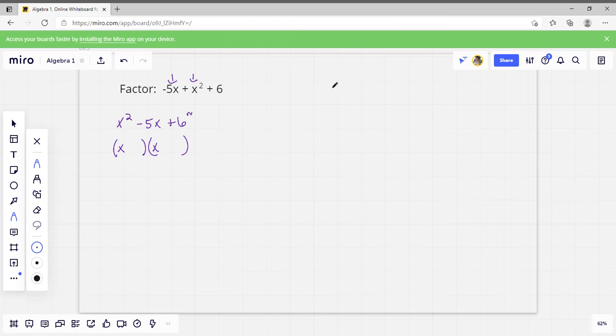Okay, so when I multiply, I need to get 6, and when I add, I need to get negative 5. The factors of 6 would be 1 and 6, and 2 and 3. With 2 and 3, I could get negative 5 if they were both negative. With 1 and 6, I could get negative 5 if I did positive 1 and negative 6. Right, positive 1 and negative 6 would be negative 5. Negative 2 and negative 3 would be negative 5. So how do I know which ones to use?